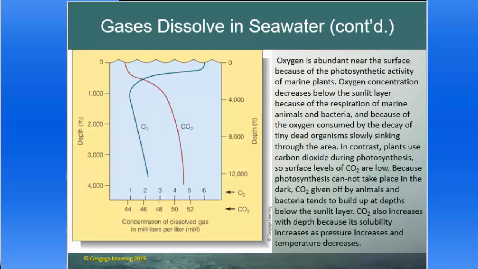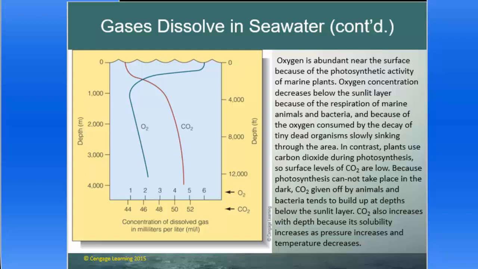So this is how we see the different gases, oxygen and carbon dioxide, dissolving in seawater. Oxygen is abundant near the surface because of the photosynthetic activity of marine plants. So all those plants at the surface, taking advantage of sunlight, are taking in carbon dioxide and spitting out oxygen. So there's very little carbon dioxide close to the surface and a great deal of oxygen close to the surface. Now, oxygen concentration decreases below the sunlit layer because of the respiration of marine animals and bacteria, meaning that animals are breathing out carbon dioxide but taking in oxygen in those lower layers beneath the sunlit layer, let's say 1,000 meters down or 4,000 feet down.